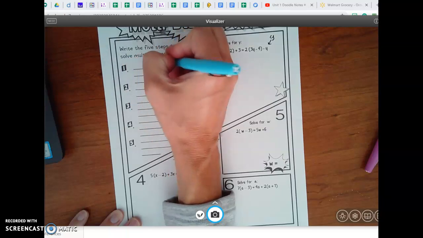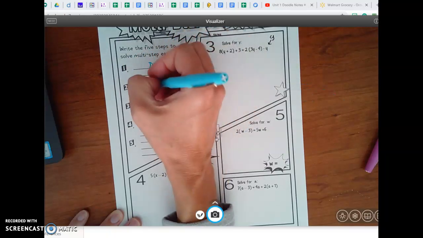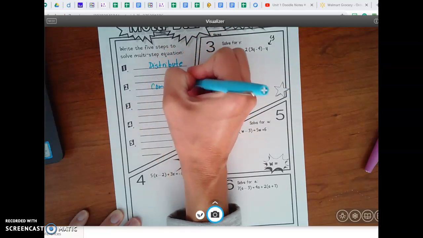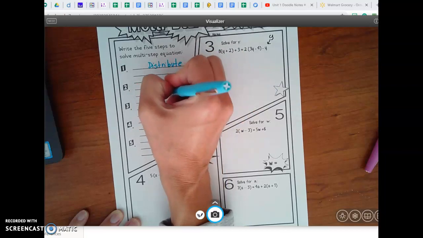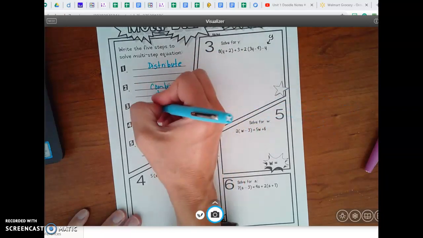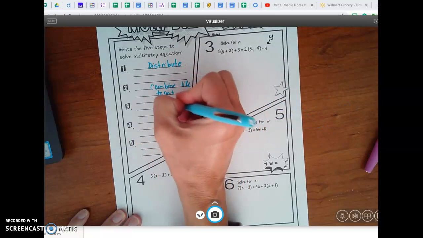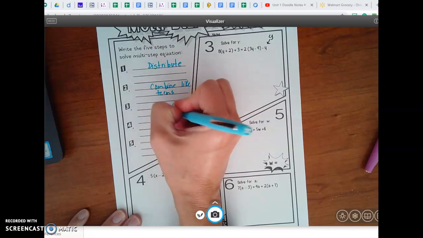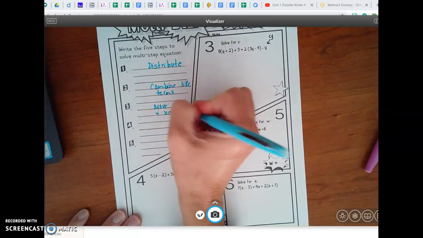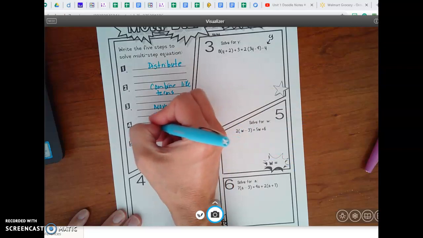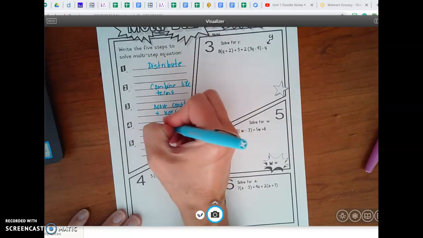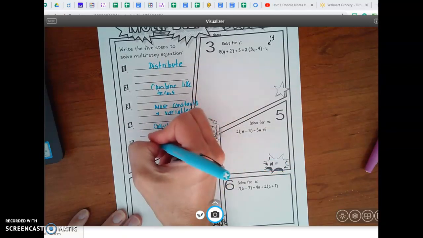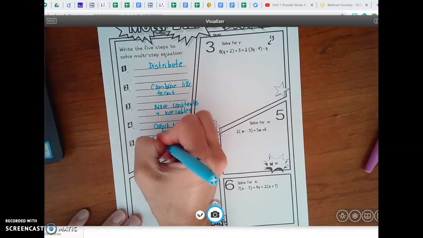The first one is distribute. The second one is combine like terms. And if you have to pause here to catch up on the writing, that's perfectly fine. The third one is to move the constants and the variables. Oops, I ran out of room. Step 4 is to collect those like terms again. And finally, step 5 is to solve.